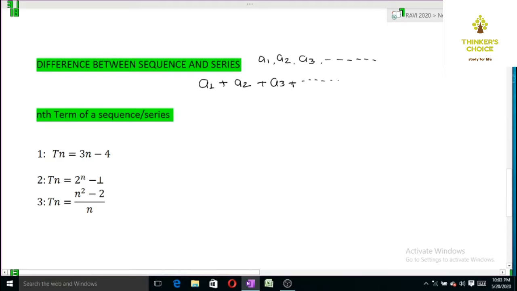Series means we introduce the plus or minus sign between the terms of a sequence, then we get the series. Got it? It is simple. I am talking about plus and minus signs. What is the meaning of this? Like this, let us take an example: 2 plus 3 plus 4 plus dot dot dot, it is a series.